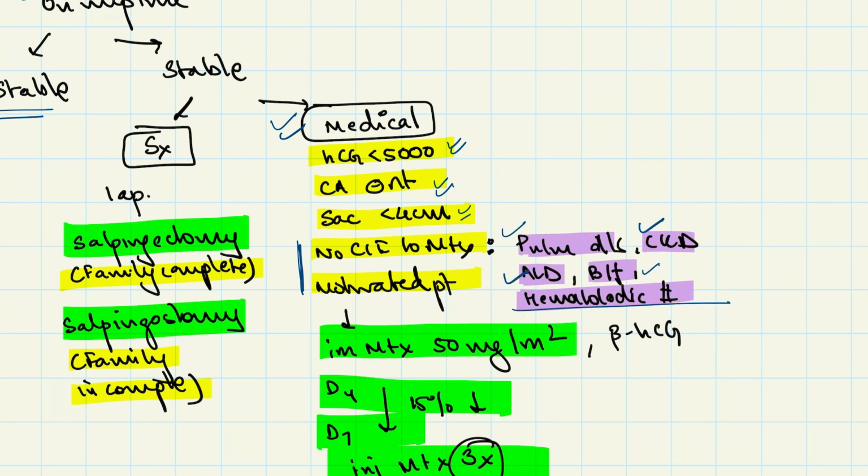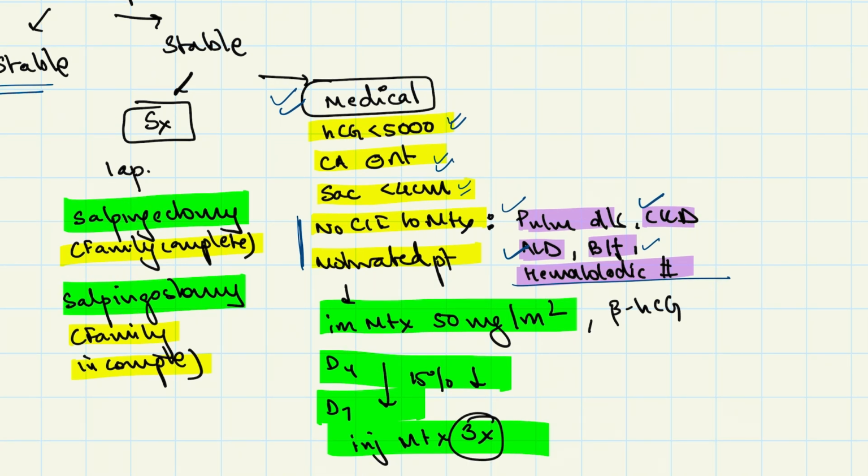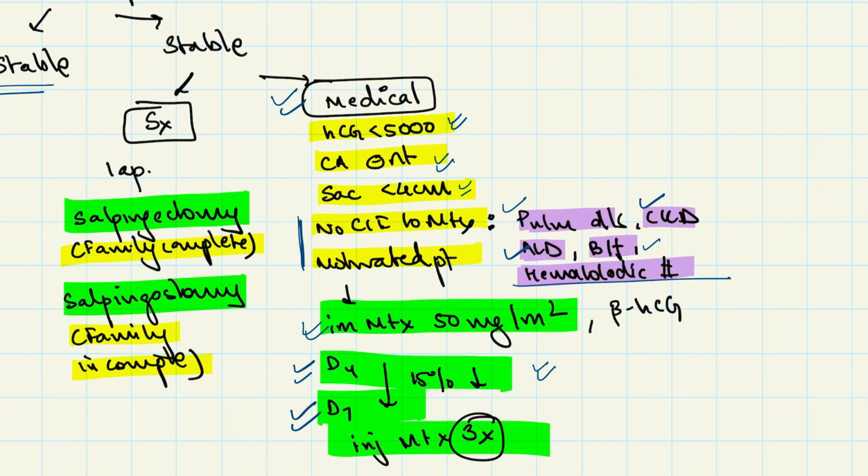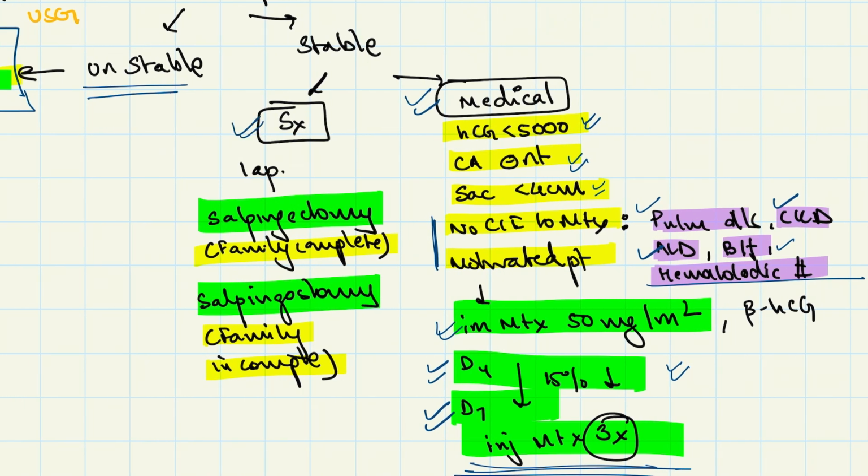In such cases, medical management can be given, where monotherapy with methotrexate is done, and we follow up with beta HCG, and a decline of beta HCG of more than 15% between day 4 to day 7 means that the therapy is adequate. So injection methotrexate can be given up to 3 times. While if all these conditions are not met, then the treatment of choice would be surgery. Here laparoscopic salpingectomy is done for a patient with a complete family, and salpingostomy is done if the family is incomplete.